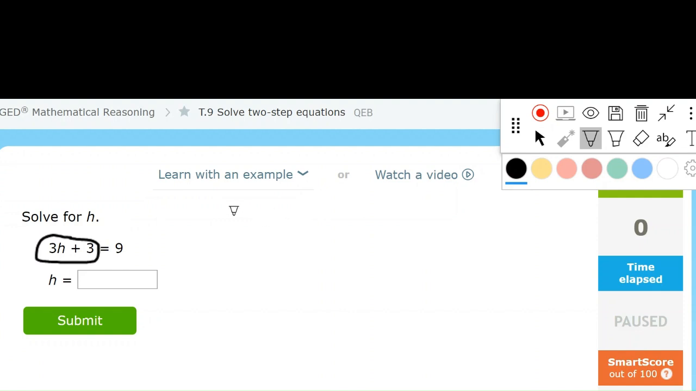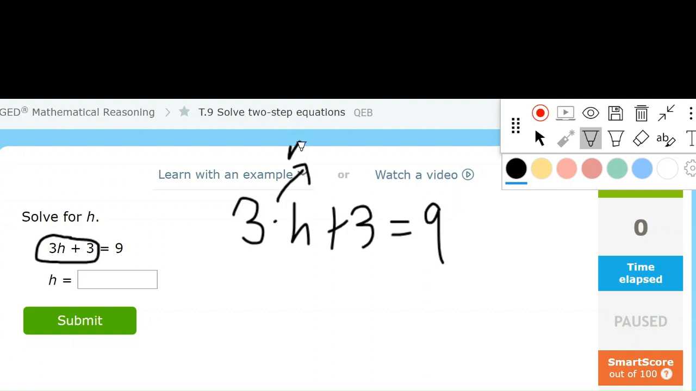Then we want to think about what we are doing to the variable. Well, we're multiplying it by 3 and then adding 3 onto it, equals 9. And I'm just going to quickly label the operations here. Multiplication and addition.